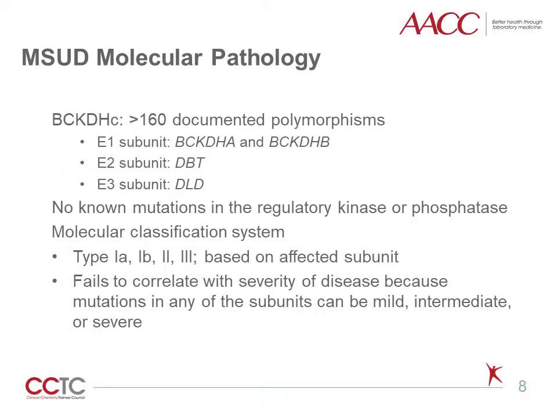Maple syrup urine disease is an autosomal recessive disorder associated with defects in any of the three subunits of the branched-chain ketoacid dehydrogenase complex. The genes associated with the subunits are designated as BCKDHA, BCKDHB, DBT, and DLD for the E1 alpha subunit, E1 beta subunit, the E2 subunit, and the E3 subunit, respectively. Affected individuals may be homozygous or compound heterozygotes for mutations in any one of these genes, of which over 160 disease-causing mutations have been identified.